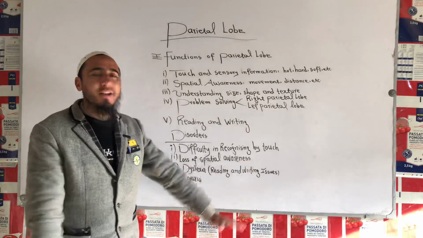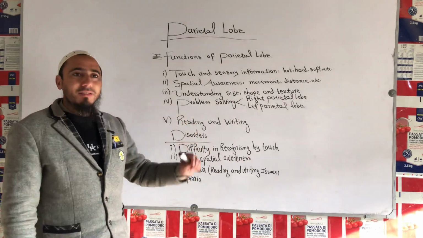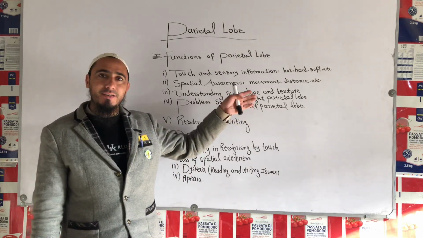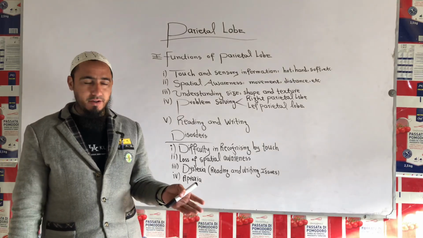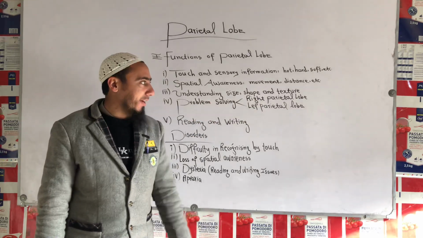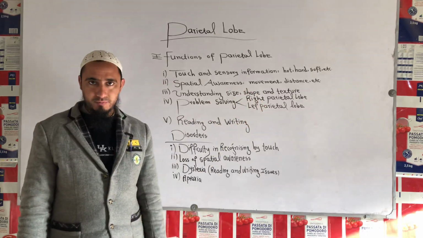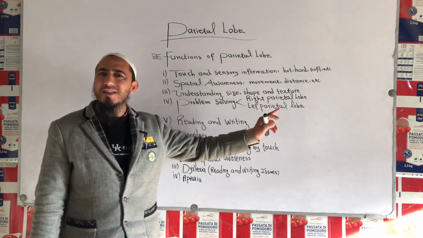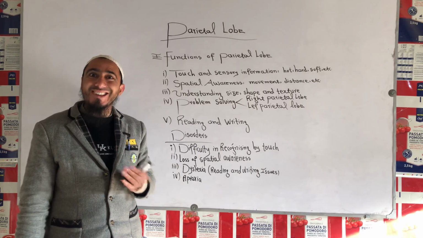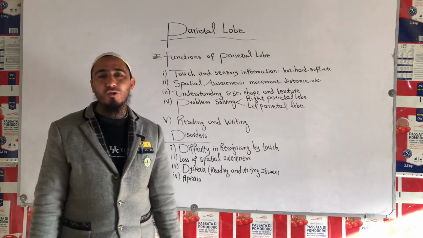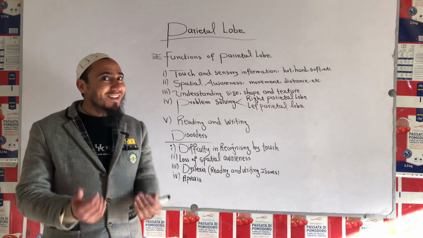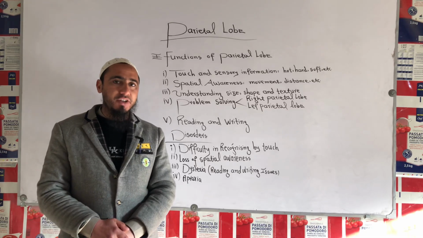related to size, shape, and even texture. Then this part of the brain is responsible for problem solving as well. However, we divide it into two for better understanding. The first part is the left parietal lobe, and the second one is the right parietal lobe. The left parietal lobe is responsible for problem solving and logical thinking, while the right parietal lobe is responsible for visual imagination, critical thinking and creativity.